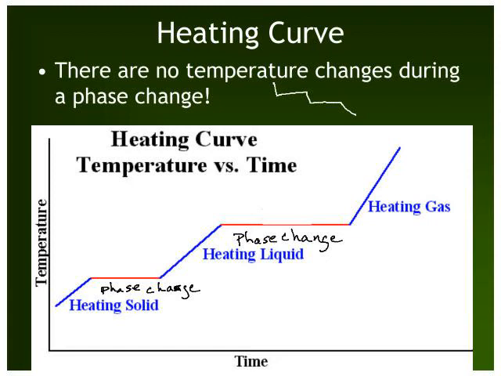What you really need to know here is that there are no temperature changes during a phase change. If you look at temperature here on the y-axis, that's why the line's flat. You're still putting energy in, but the energy is being used to increase the kinetic energy to take that solid and melt it into the liquid, or to take that liquid and vaporize it into a gas. So the energy is not being used to raise the temperature. The energy is being used to change a solid to a liquid or a liquid to a gas. So there's no temperature changes when you're actually going through a phase change.